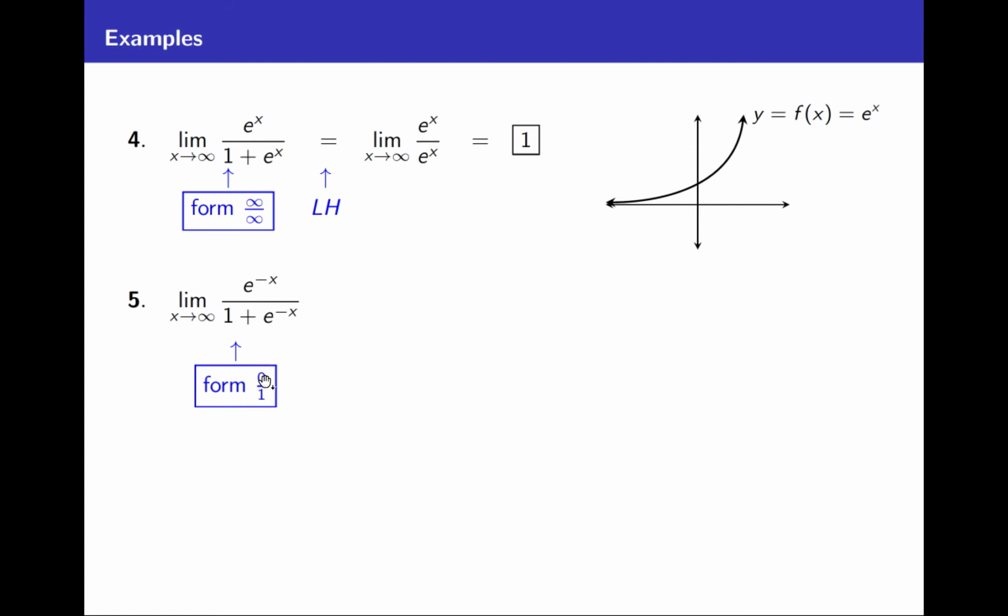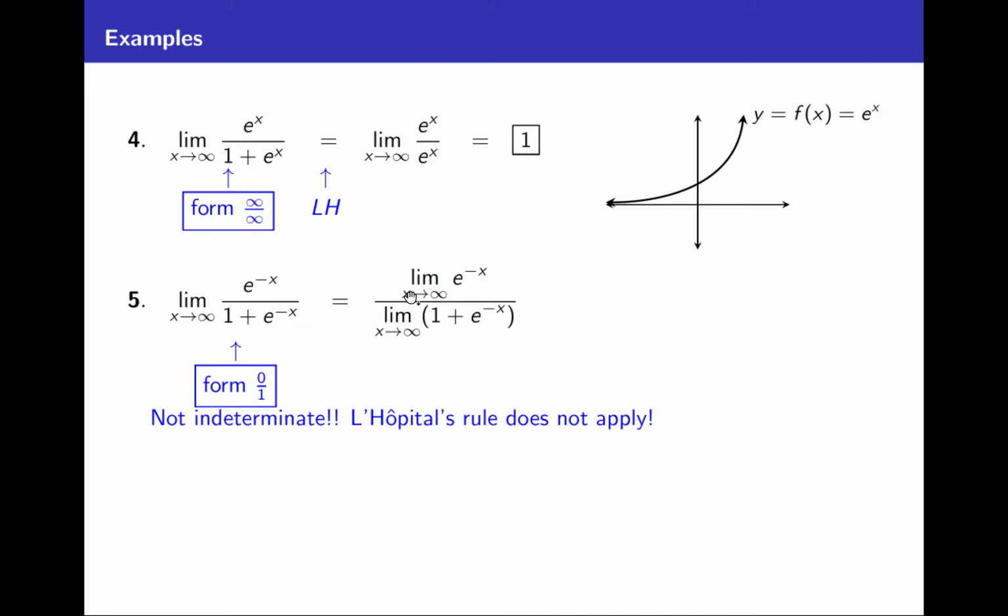So this limit has the form 0 over 1. Now watch out. That's not an indeterminate form. We have two indeterminate forms, 0 over 0 and infinity over infinity, and this is neither. L'Hopital's rule does not apply in this case. In fact, we can just let x go to infinity on the top and get 0, and the e to the minus x on the bottom turns into 0 as well. So, working this out with the limit laws, the limit of the top divided by the limit of the bottom is 0 over 1 plus 0, and that's 0.